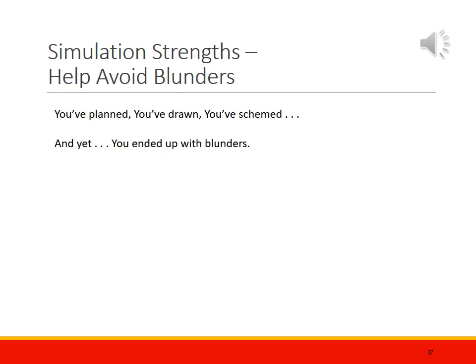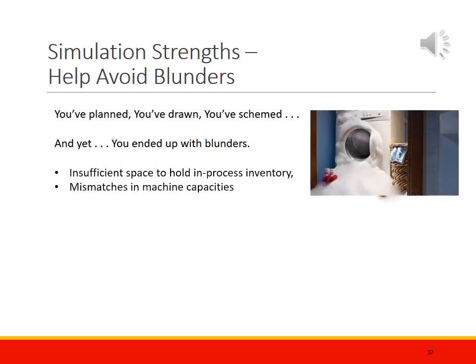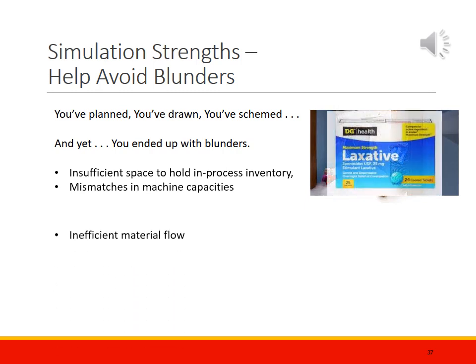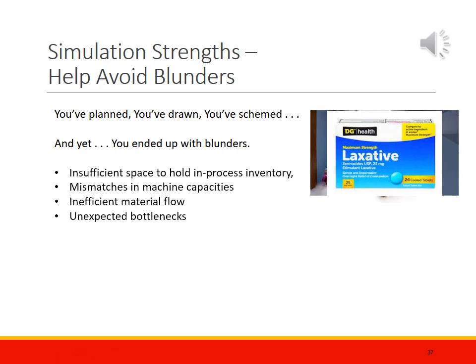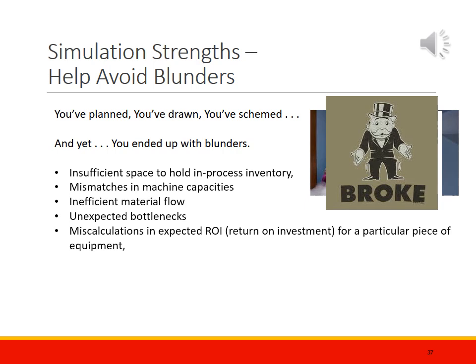So you've planned, you've drawn, you've schemed, and yet somehow, some way, you've ended up with blunders. Somehow you had insufficient space to hold in-process inventory, or mismatches in machine capacities, or ineffective, inefficient material flow, or maybe bottlenecks cropped up, or miscalculations in ROI, return on investment, by the way, of your investment in a particular piece of equipment, a machine.